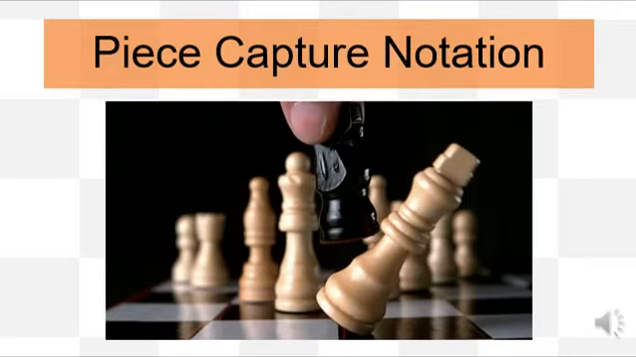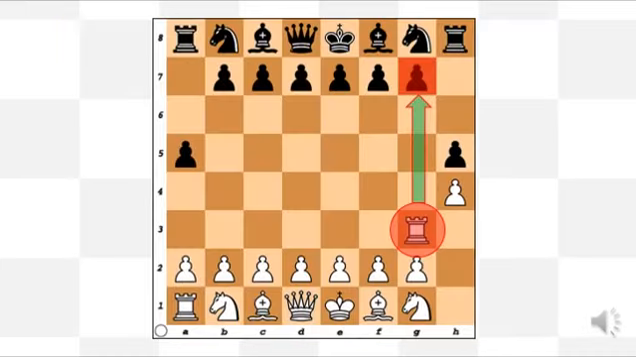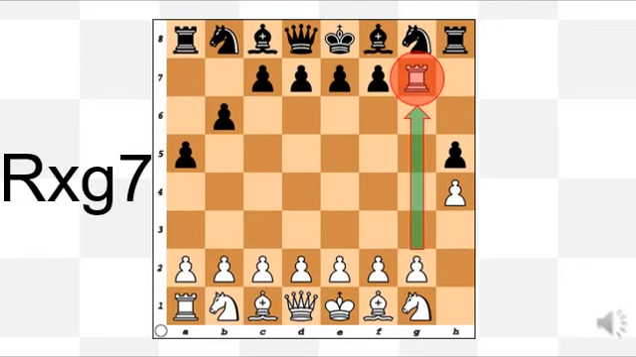Now that we understand the notation for how chess pieces are moved, we can get into the notation for how chess pieces are captured. It is very similar to how chess pieces are moved, just with a little extra punctuation. In this move, the white rook at g3 is going to capture the black pawn at g7. The notation for this will be capital R, X, which is how you signify that a piece has been captured in algebraic notation, and then g7, which is the destination that the rook landed on.